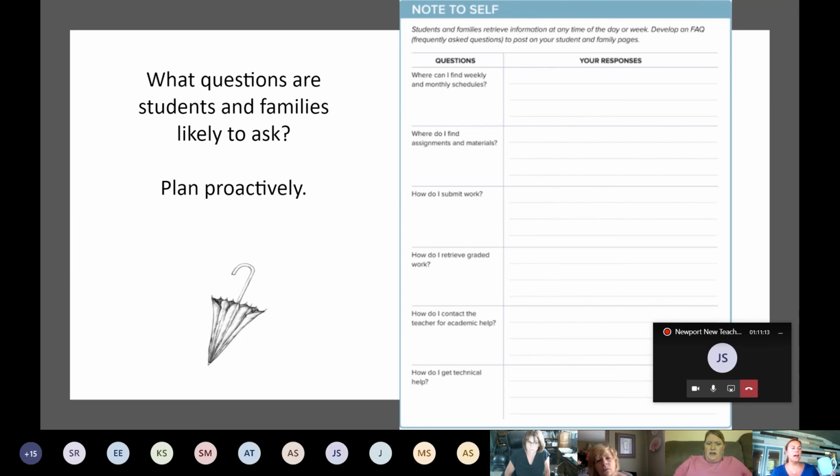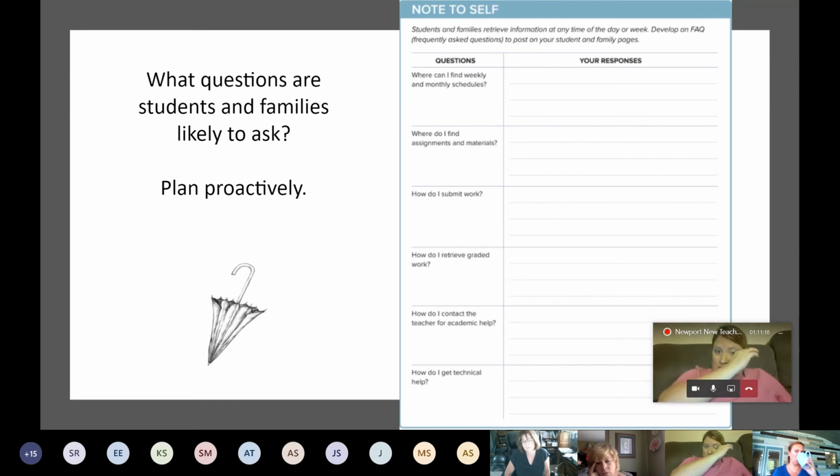Yeah. And I love how at the top of this paper, if you see the little fine print, it suggests developing an FAQ. I think that would be great for parents, even if it doesn't say how do I submit work, but how does my child submit work, or how can I retrieve my child's graded work. That way, if a parent is trying to help and the student can't remember, they have a place to look, especially for younger kids. So you could develop a frequently asked questions sheet.